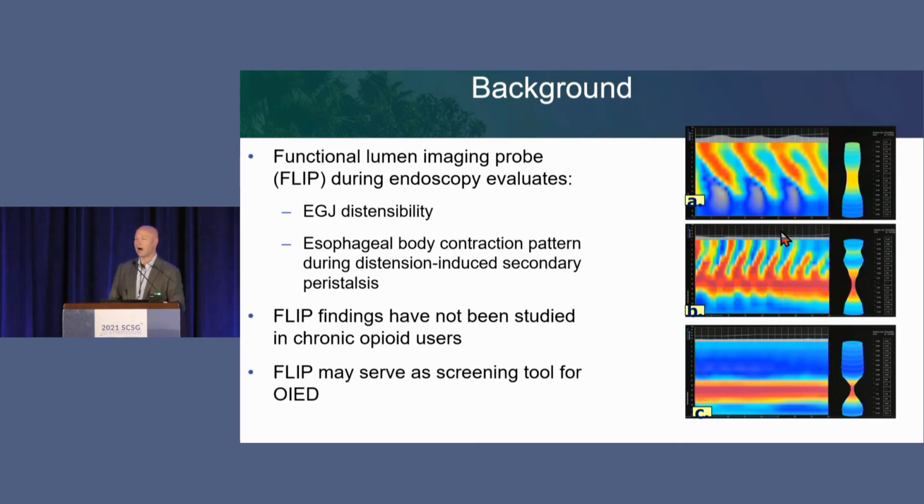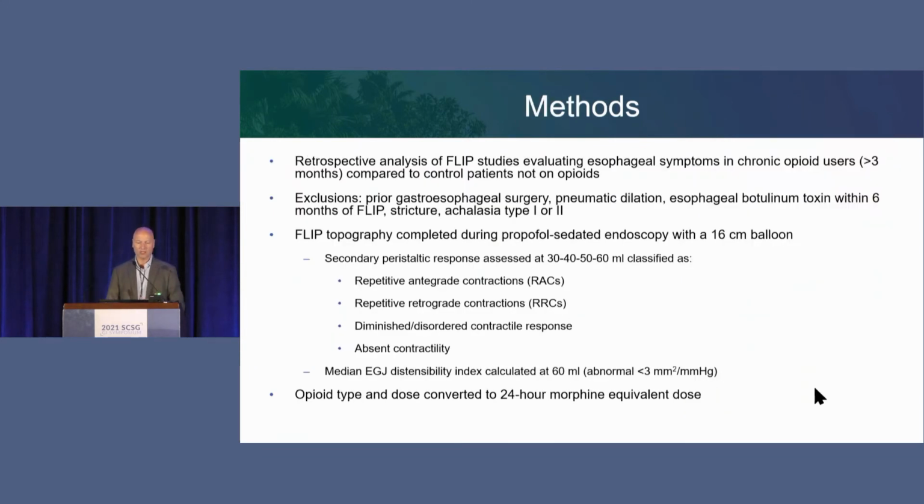And then, of course, that bottom panel is the classic achalasia pattern, where you see really no contractile response and the EGJ is not opening. So what they wanted to do here was they actually wanted to go back and look at all of their FLIP data retrospectively and see whether or not there was a difference between the patients who were on opioids and the patients who were not on opioids. Seems pretty simple and a very nice study to see if there's any particular effect there.